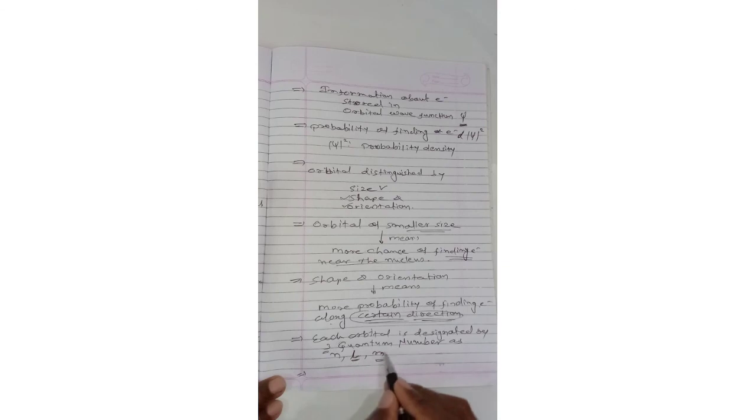To describe the electrons of an atom in detail, quantum numbers are used. That we will discuss in the next topic.